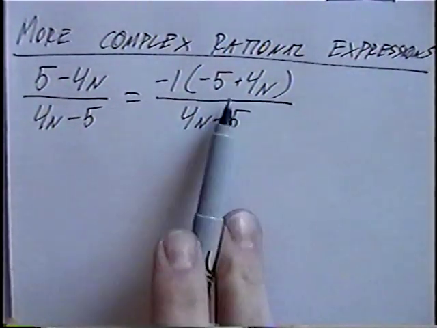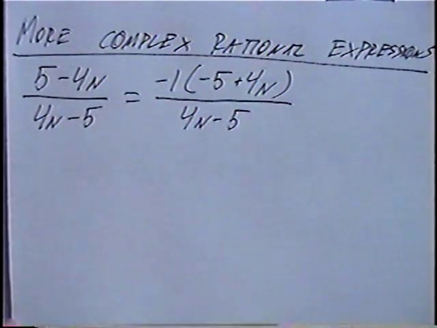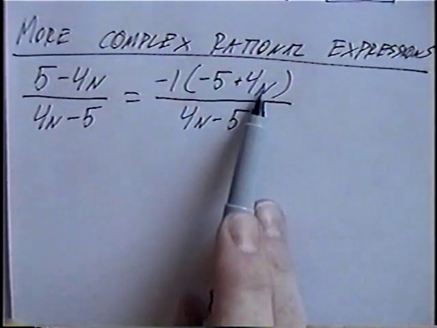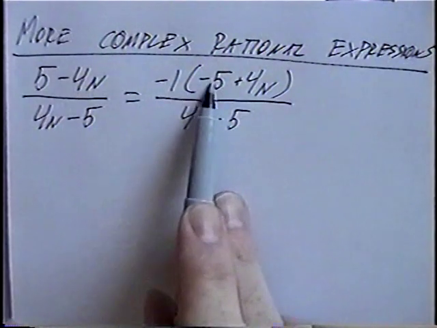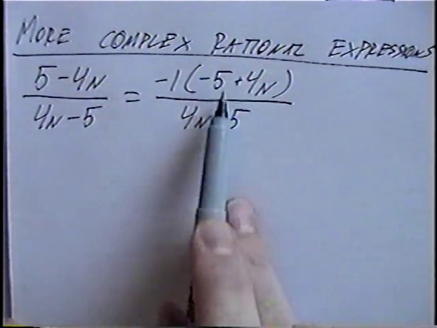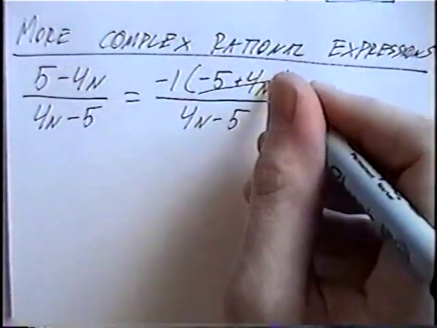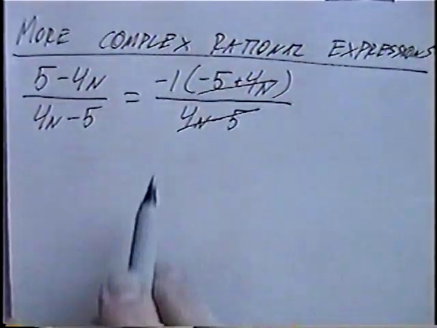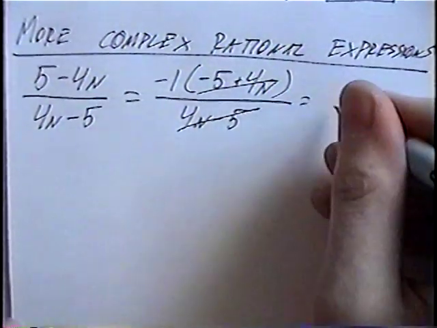And now if you look at the two factors, both factors are actually the same. They're written backwards. We have positive 4n and minus 5. So since these are both the same, what we can do is cancel those or divide those, and our final answer would be negative 1.